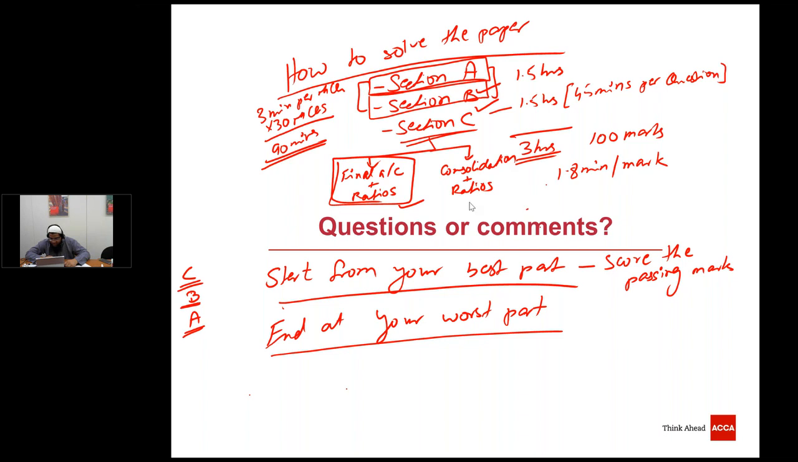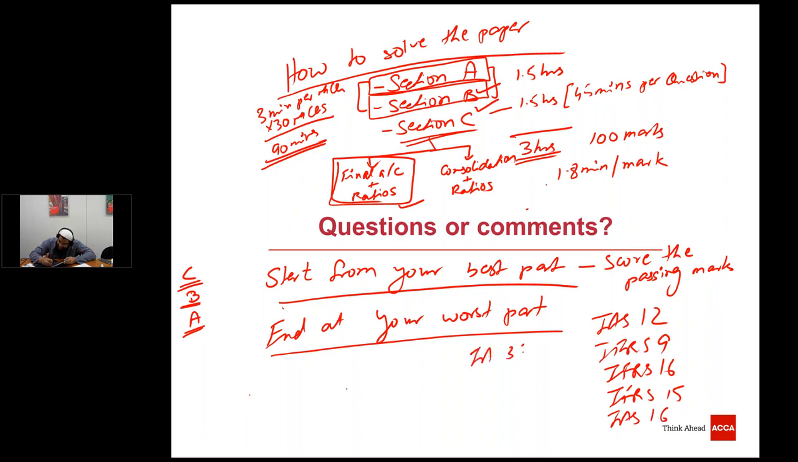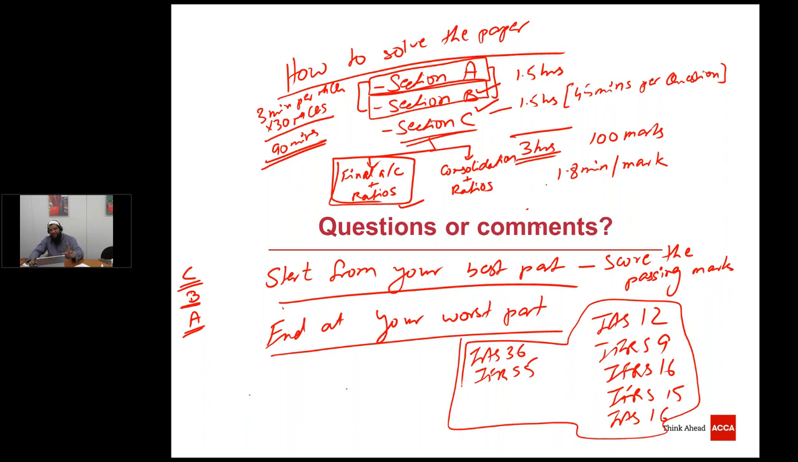Ahmed Junaid is asking, what standards do they usually ask in section B? Ahmed, normally in section B, there will be some big standards such as IAS 12, IFRS 9, IFRS 16, IFRS 15, and IAS 16 can be asked over there. Similarly, IAS 36 and IFRS 5 can be asked as a combination. So these are the standards that are comparatively of higher chances to be asked in section B. The small standards such as 21, the disposal, and the basic standards are probably to be asked in section A.